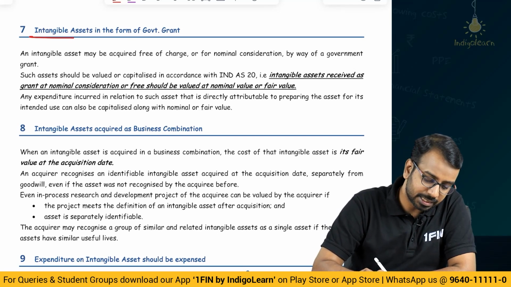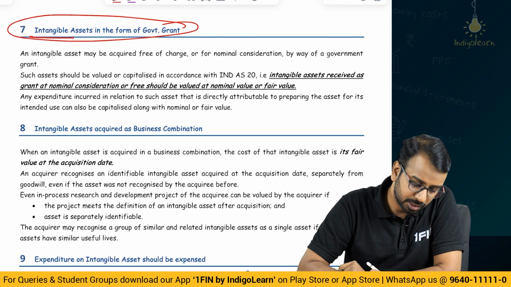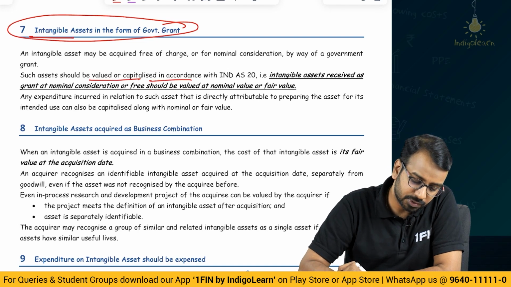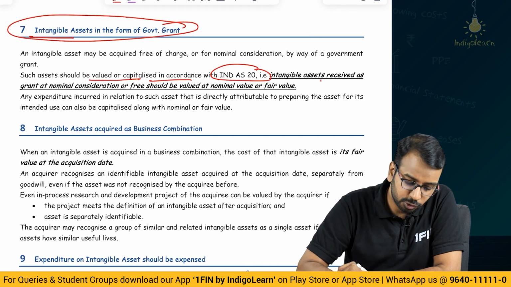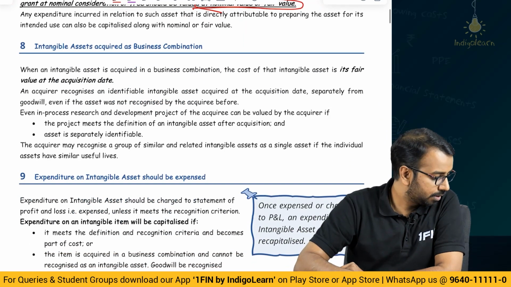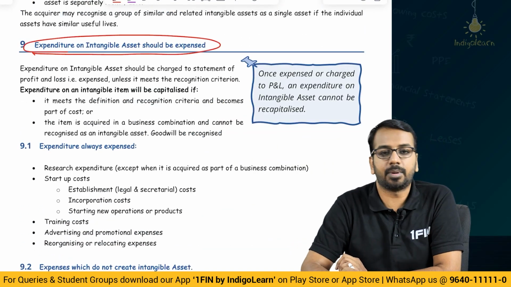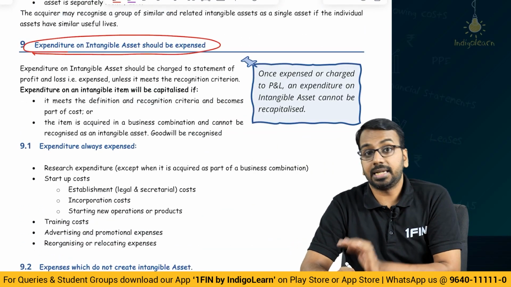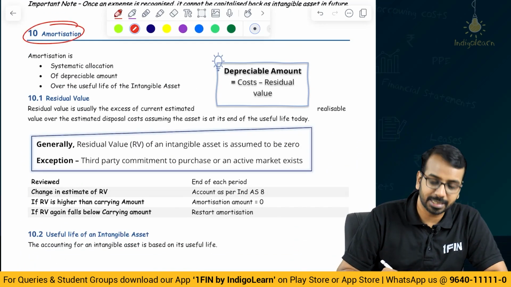If intangible assets are acquired in the form of a government grant, so if the government gives you an intangible asset, then they should be valued or capitalized in accordance with IndAS 20, that is, either using the nominal value or fair value. This we will understand in IndAS 20. Any subsequent expenditure on an intangible asset, you should expense it unless it increases the future economic benefits. Let's now move on to the next part, that is amortization.